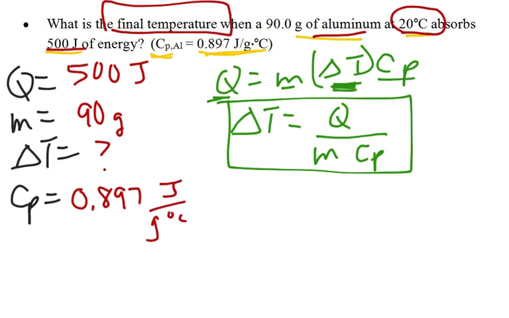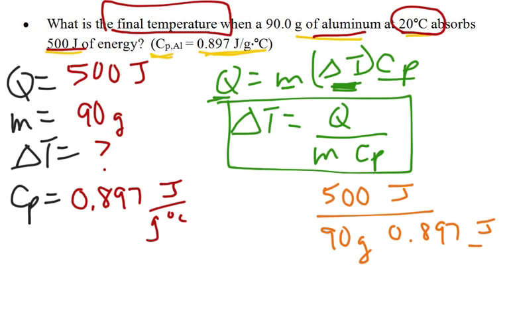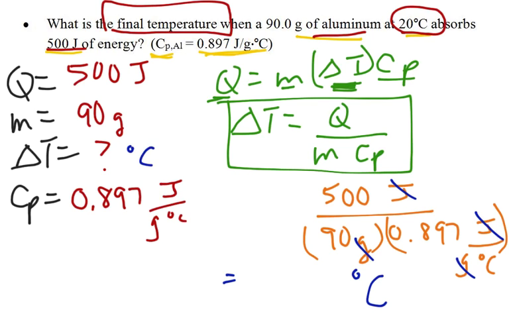Q is 500 joules divided by the mass, 90 grams, and my C sub P, which is 0.897 joules per gram degree. Now let's do some units here. By joules, okay, I can see those are going to cancel, and my grams cancel. I've got degrees Celsius on the bottom of my denominator, which puts it up on my top, so my actual answer is going to be in degrees Celsius, which makes sense because I'm looking for my change in temperature.